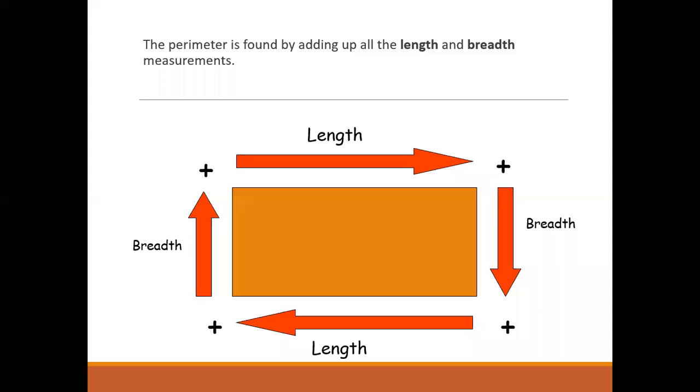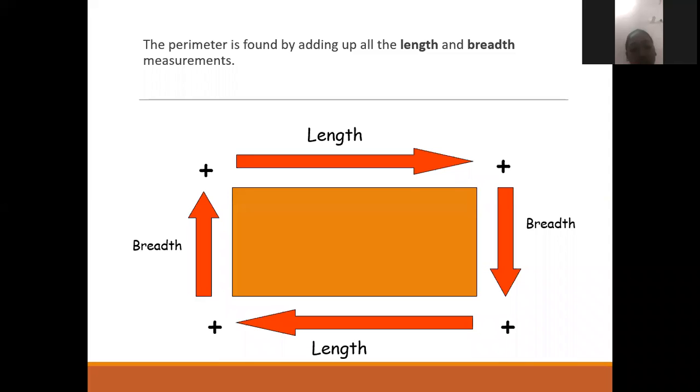In a rectangle, opposite sides will be equal. When this is 5 centimeters, this is also 5 centimeters. When this is 3 centimeters, this is also 3 centimeters. Sir, is the answer 60? Perimeter of rectangle, I said, keep quiet. Perimeter of a rectangle is the sum of all sides. 5 plus 3 plus 5 plus 3, so that will be 16 centimeters. Sir, I'm right. I said not to write, I will tell you.